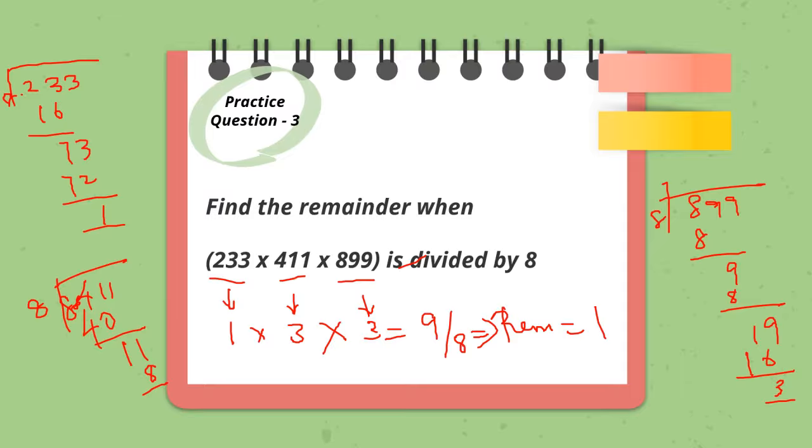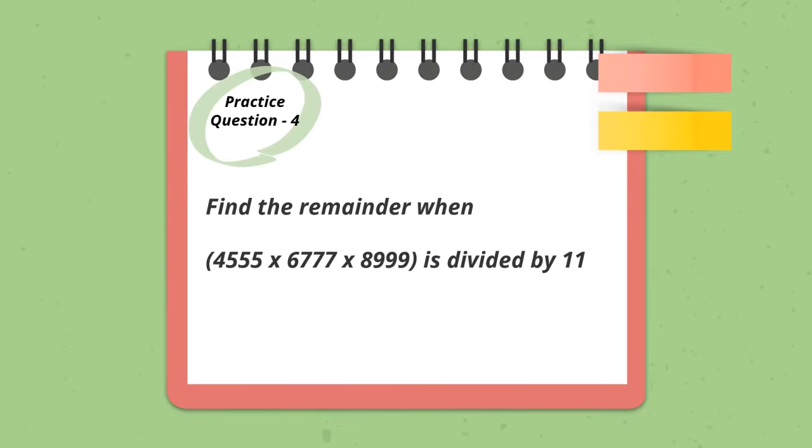So here is our practice question number 4. Same thing, 4,555 on dividing by 11. I did this calculation on dividing by 11, and I got a remainder 1 if I'm not wrong. And 6,777 again gave me a remainder 1. And 8,999 gave me a remainder 6. So I'll multiply 1 into 6 and my answer is 6.